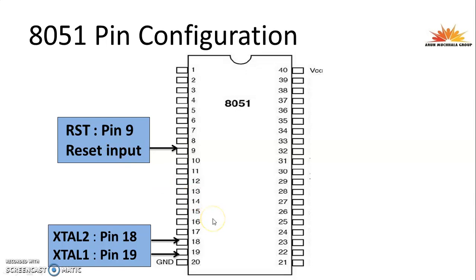8051 needs an external oscillator circuit. So pin number 18 and 19 are crystal 2 and crystal 1 respectively. These pins are used to connect an external crystal oscillator across them.